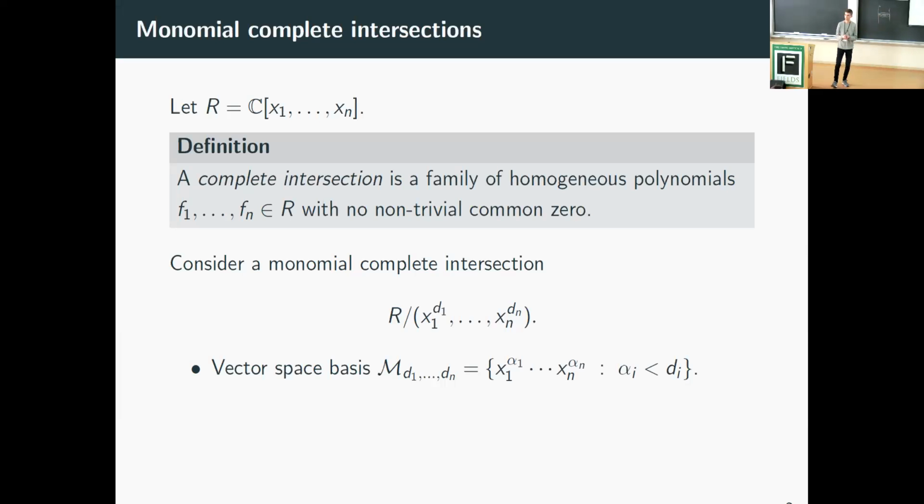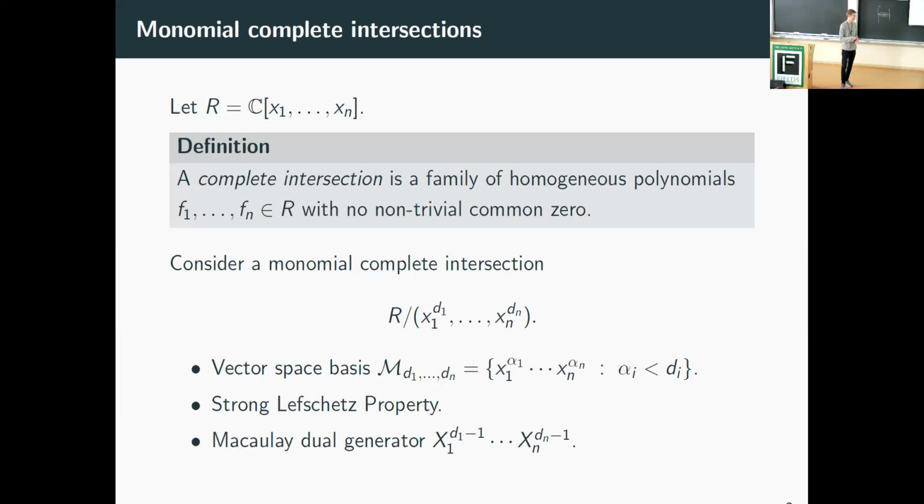Other nice properties that we know for monomial complete intersections: they have the strong Lefschetz property. And we can also describe their Macaulay dual generator very explicitly by just one single monomial. Okay, so we know all of this nice stuff for monomial complete intersections.